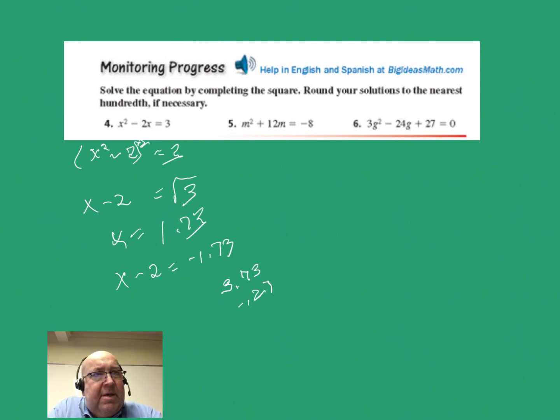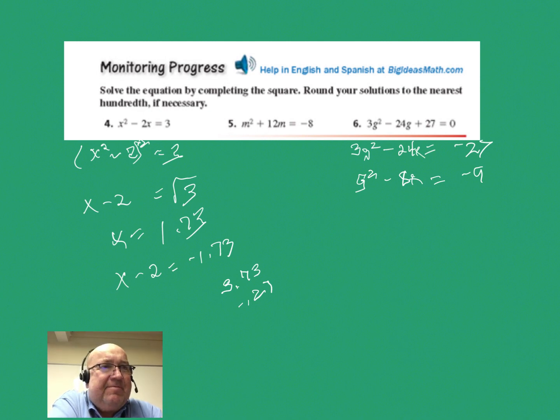And we get this one, 3g squared minus 24g equals negative 27. We need to divide that all by 3 because 3 is a factor of each. We get g squared minus 8g equals negative 9. Take half, and there's an x there, or g.